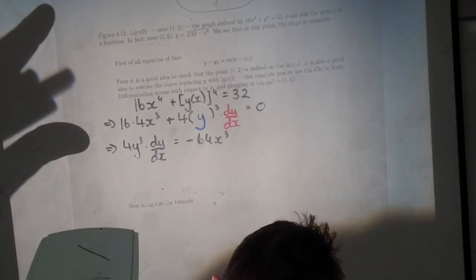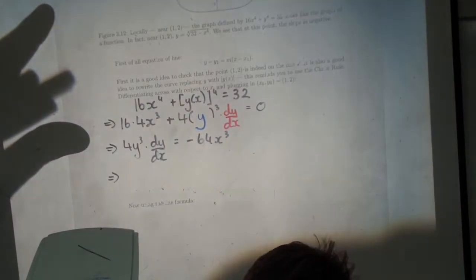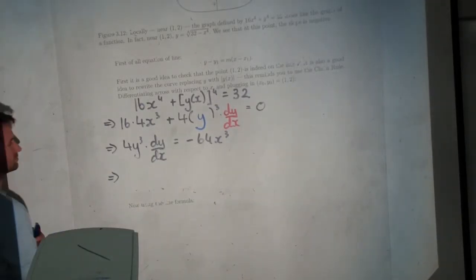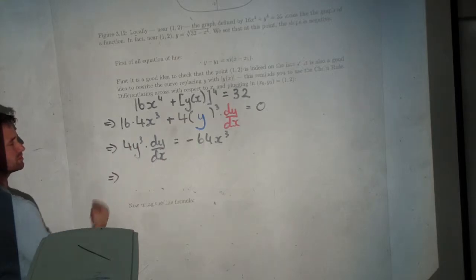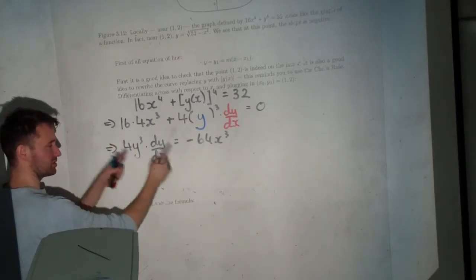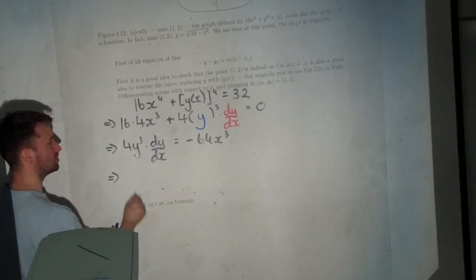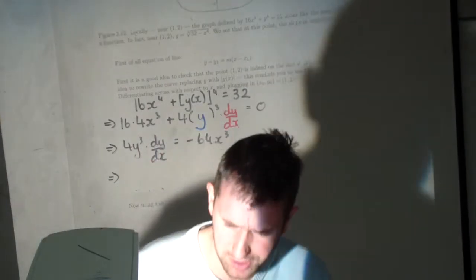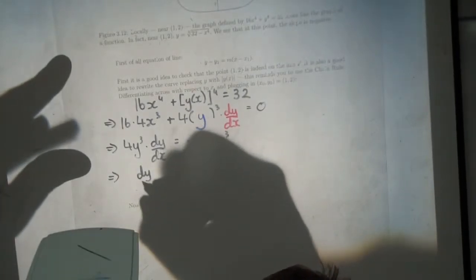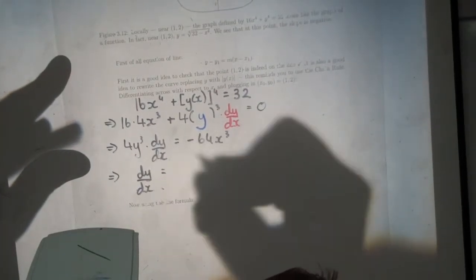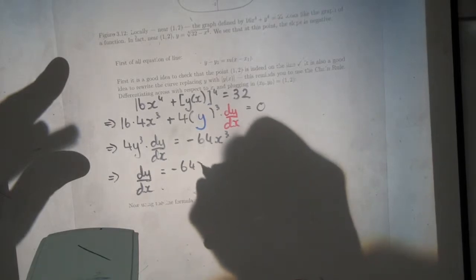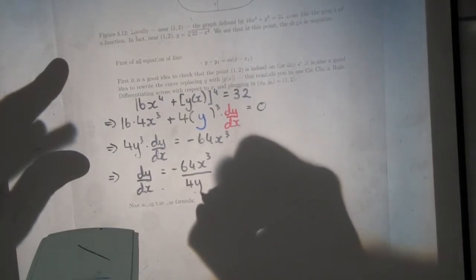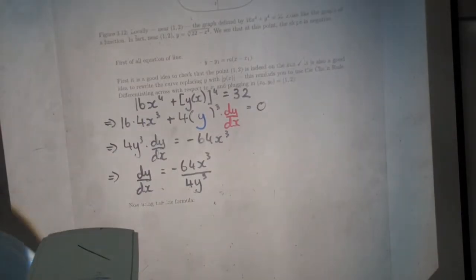And how do I get rid of the 4y cubed? You divide. Right, so this is multiplied by this. Two things are equal, do the same thing to both of them. Divide both sides by 4y cubed. Divide this by 4y cubed, it's gone, and you have divided by 4y cubed over here. So the derivative at any point on this curve is minus 64x cubed divided by 4y cubed. We could simplify it, but there's no real need.